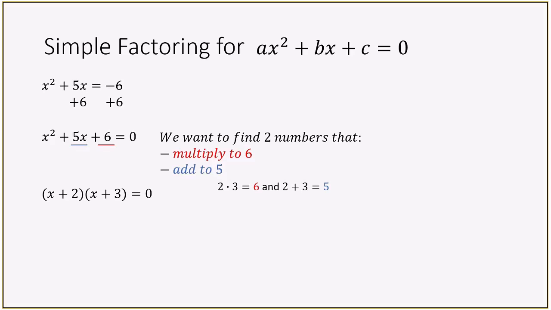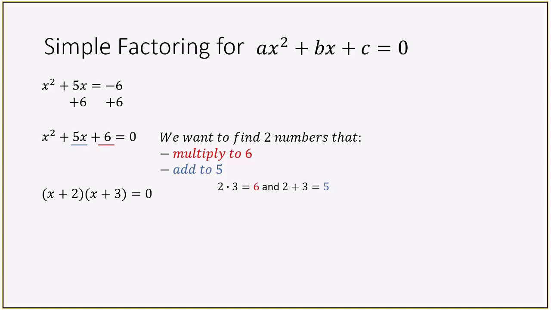My factored form will be parentheses, the fancy name is a binomial, but it'll be x plus my first number, which is 2, and x plus my second number, which is 3. So x plus 2 times x plus 3. Order doesn't really matter with factoring. So you could also write x plus 3 times x plus 2 is equal to 0, and that's perfectly fine.